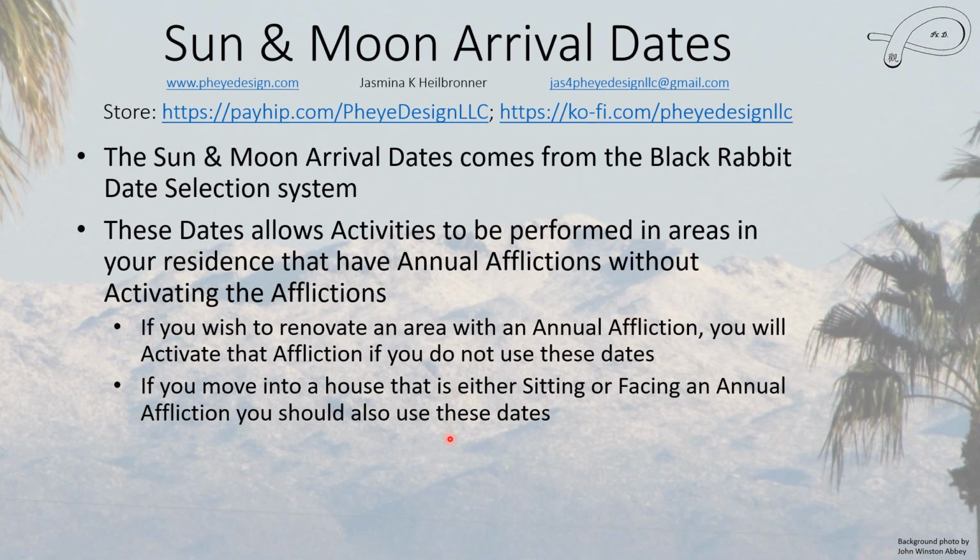Now, if you move into a house that is either sitting or facing on an annual affliction, you should also use these dates because there's a lot of activity. And if you do somehow activate an annual affliction, it does cause problems in your life, but it only lasts to the end of that solar year. So it's not forever. So if you have to do something that is going to activate an annual affliction, doing it as late in the year as possible is the smart thing to do if you have to do it.